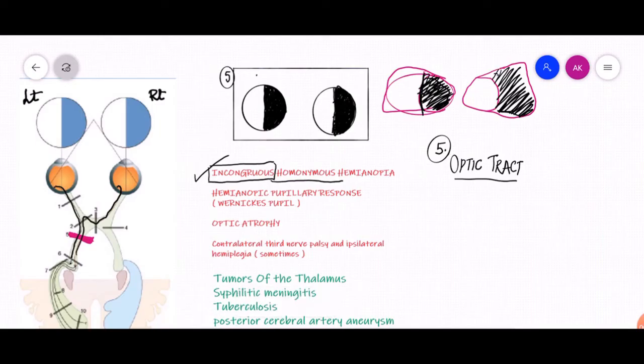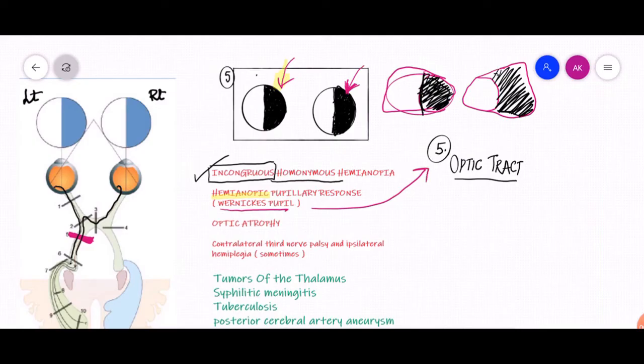The second point is what we will see in terms of pupillary response, a hemianopic pupillary response. What it means is that whenever light is shown in the part of the pupil which is affected, we will not have any light response. We will not have any constriction when we show light in the affected part. Whereas when we put light in the non-blind part, the other half of the pupil, there will be pupillary reaction. Because such a hemianopic pupillary response is present, it is also called Wernicke's pupil. So Wernicke's pupil is a feature of lesion of the optic tract.